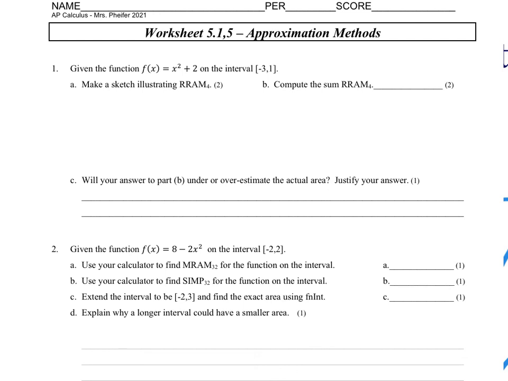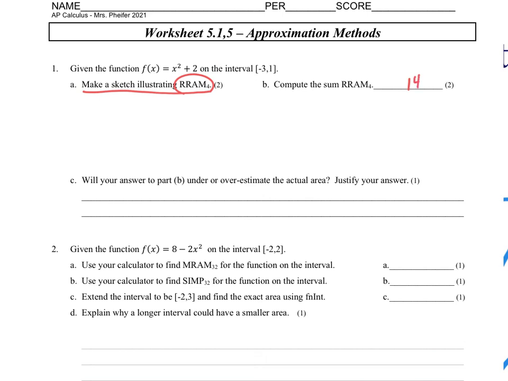Okay, so hopefully you've pulled up your annotated worksheet. A couple of you forgot to draw your rectangles when I asked you to make a sketch. When I asked you to make a sketch illustrating RAM, there's got to be rectangles on there, 4 of them going from right to left. Pretty much everybody got that right as 14.